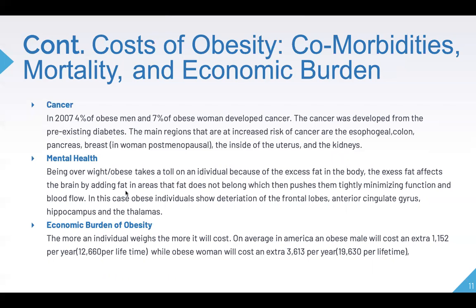For the mental health, being overweight and obese takes a toll on an individual because of the excess fat in the body. The excess fat affects the brain by adding fat in areas where the fat does not belong, and it pushes the brain in different portions and cuts blood flow. So in this case, the individuals show a deterioration of the frontal lobes, the anterior cingulate gyrus, the hippocampus, and the thalamus. And for the economic burden of obesity, the more an individual weighs, the more it's going to cost.